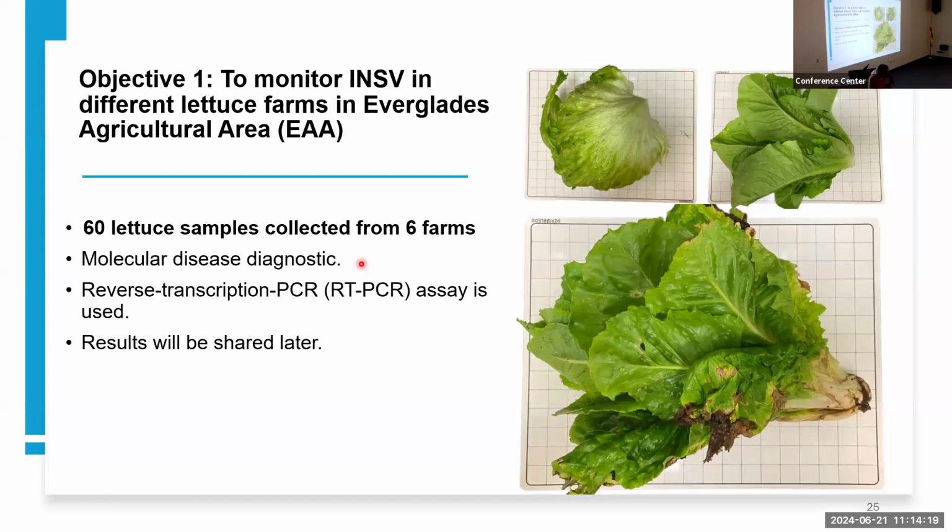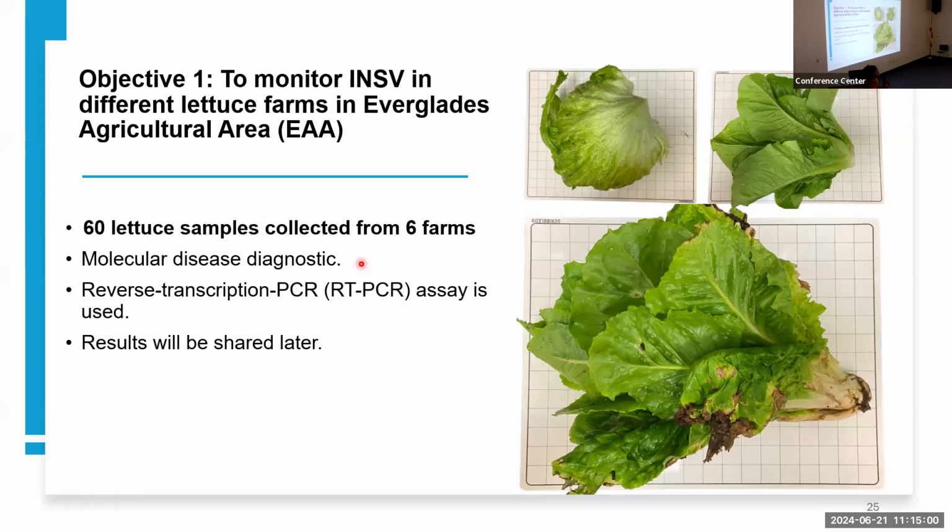So on the first objective, with the help of the lab team, I've been collecting 60 lettuce samples from 6 different farms that are located across the Everglades Agricultural Area. In collecting these samples, the main priority has been to look for plants that have symptoms of some pathogen attack. And in case some farms don't have plants with a lot of symptoms, I'm randomly selecting plants, because the virus is systemic, and that means it can still be inside the plant while the symptoms have not been shown yet.